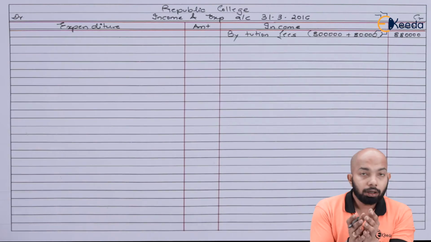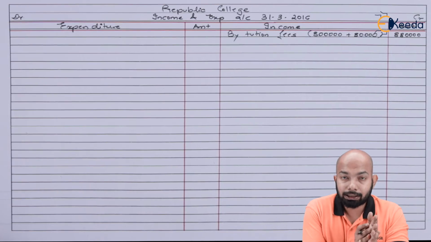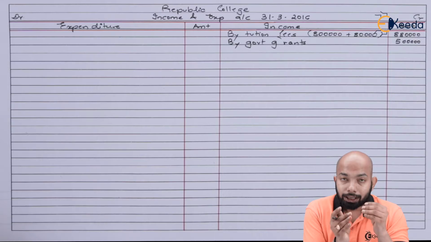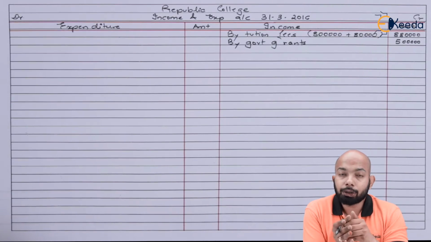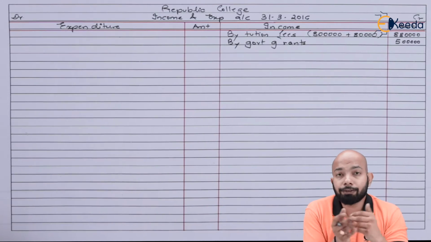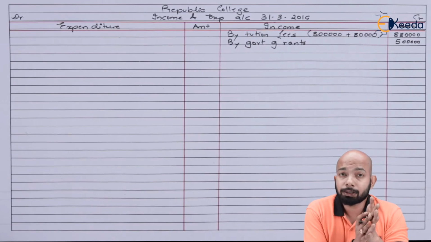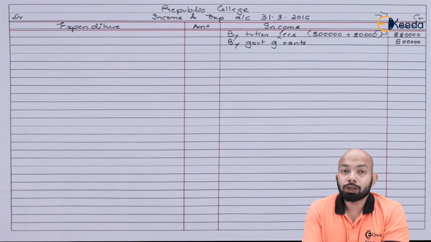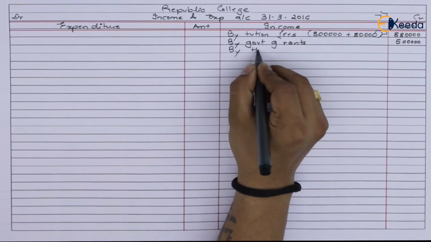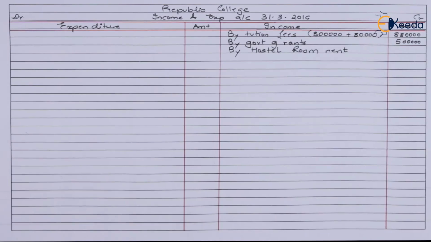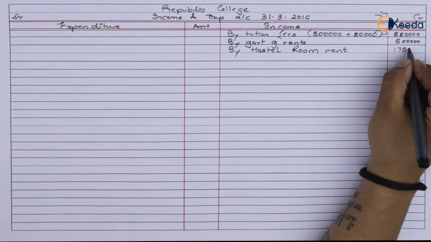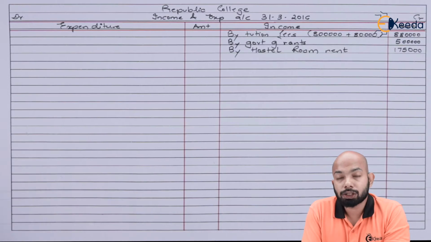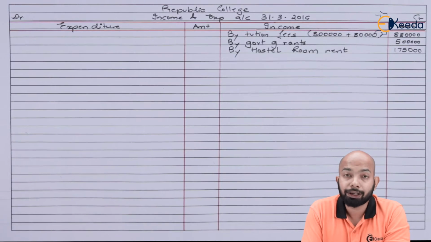Now the next one would be the government grants here. So for government grants, if there is any specific fund related to it, then you can capitalize that. But if it is not there, you can directly put it into income and expenditure statement. Now the next item that we'll be referring here is the hostel room rent. We are first mentioning all the items whereby there is no adjustment related to it. So hostel room rent has been mentioned here as 1,75,000.